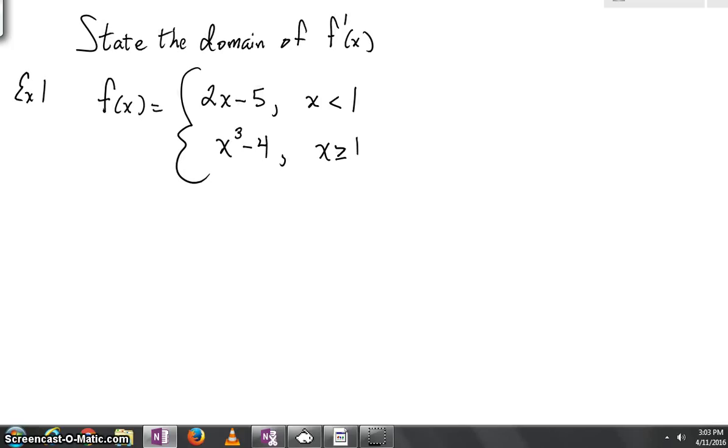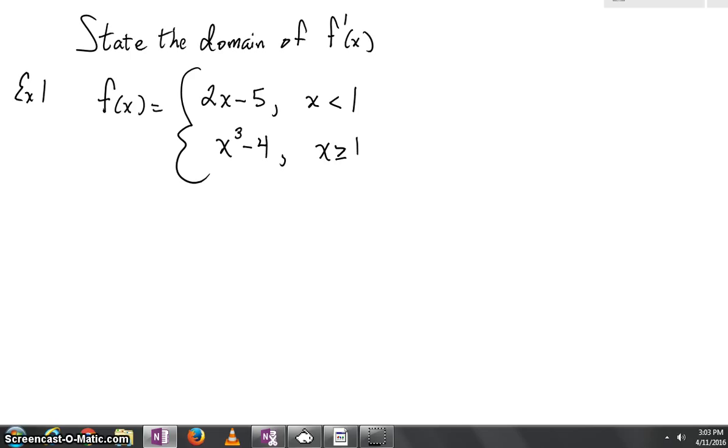Okay, for this next day of 2.2, I guess you could say it's our fourth day of looking at some derivatives here. This time we're going to see a piecewise function defined as 2x minus 5 if x is less than 1, and x cubed minus 4 if x is greater than or equal to 1. And it says state the domain of the derivative.